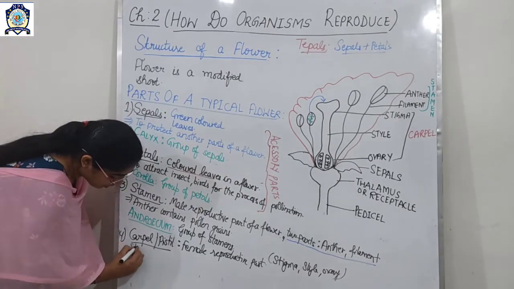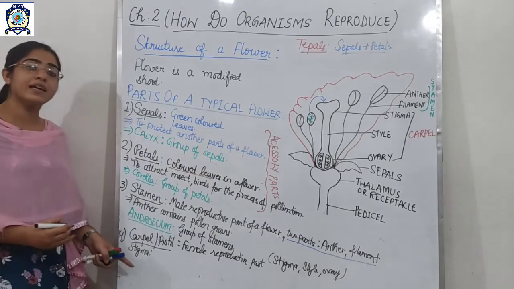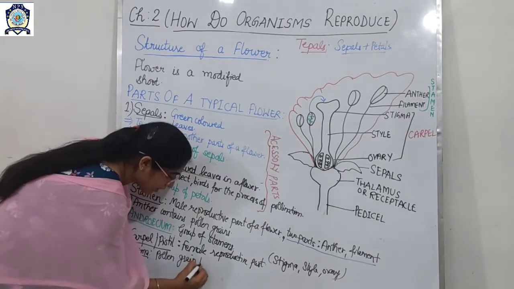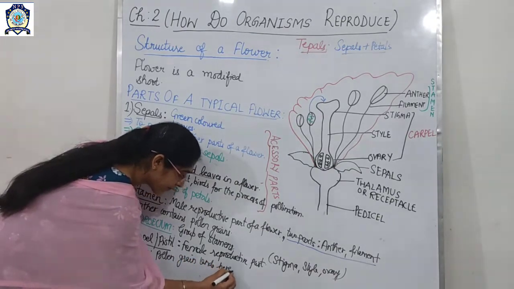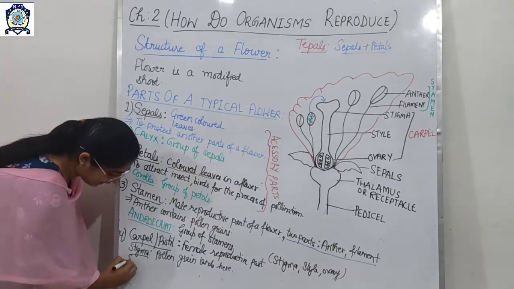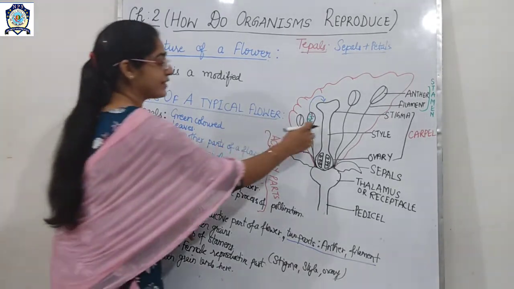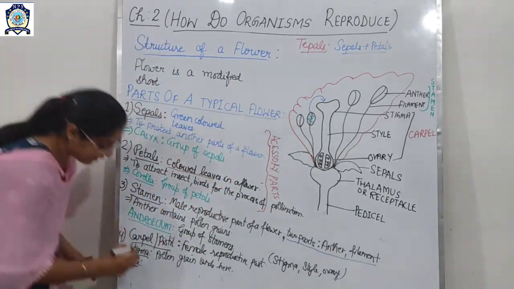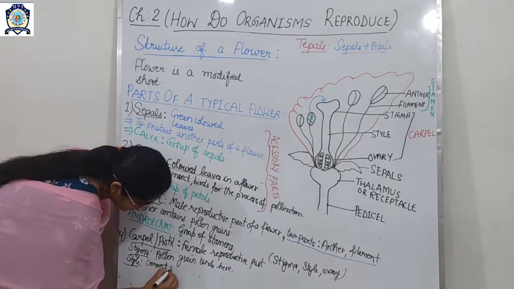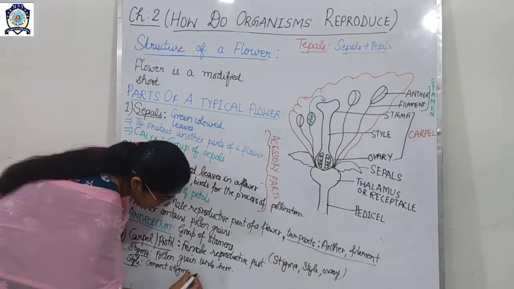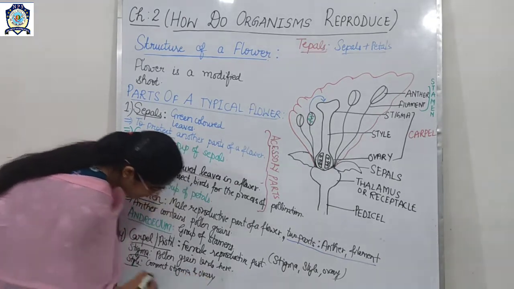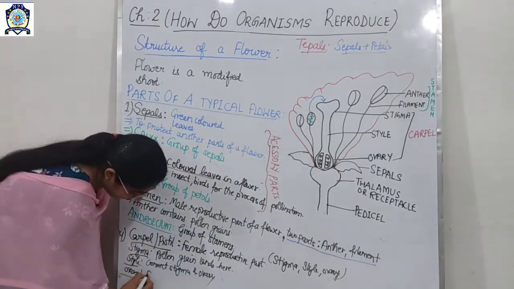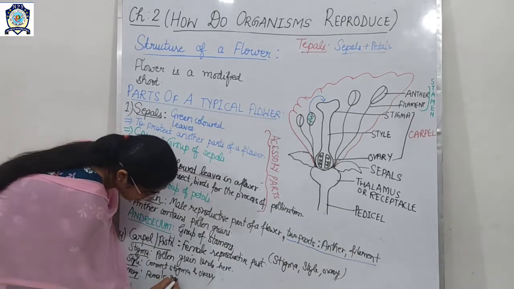Stigma, if we talk about the function, so what does the stigma do? Here pollen grain lands here. And if we talk about the style, so what is the style? This portion is the ovary. So style connects stigma and ovary. Connects stigma and ovary. And if we talk about the ovary, then ovary is the female gamete.